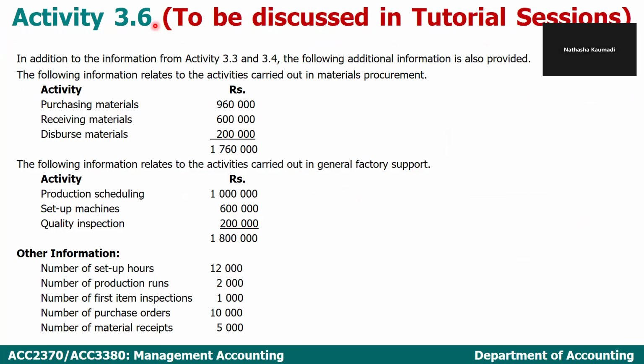Now this activity 3.6 is the continuation of activities 3.3 and 3.4 we did, right? The activity we just discussed. It says, in addition to the information from activities 3.3 and 3.4, which means you need to remember the information in the previous questions, the following additional information is also provided. The following information relates to the activities carried out in material procurement. See, now, what is material procurement?